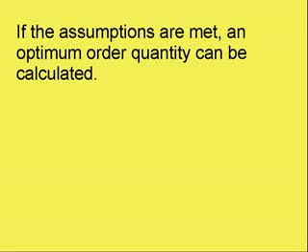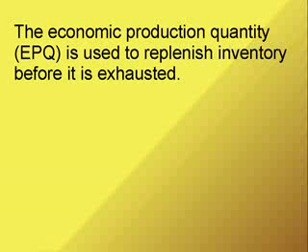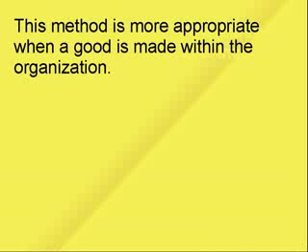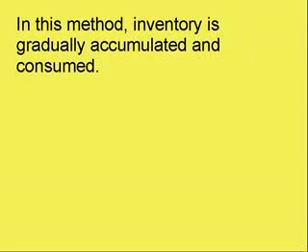The economic production quantity, EPQ, is used to replenish inventory before it is exhausted. This method is more appropriate when a good is made within the organization, rather than ordered from outside the organization and then sold as a service item. In this method, inventory is gradually accumulated and consumed. You slowly build up the inventory, and then you slowly sell the inventory.